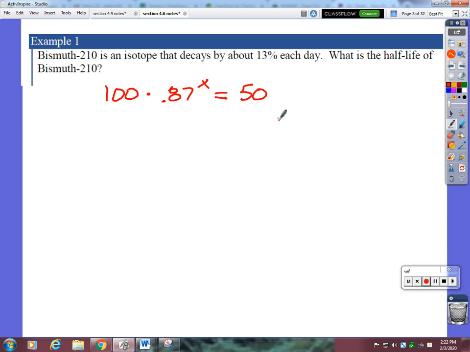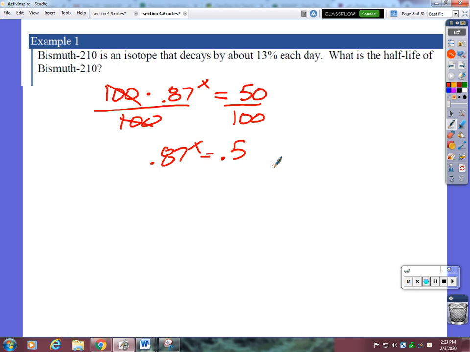What do I do first? Divide by 100. And so when we divide by 100 as our first step, what is 50 divided by 100? 1/2, which I'm going to write as 0.5. So we don't actually have to do that. We could just skip to 0.87 to the x equals 0.5 and avoid the beginning part, because no matter what we choose to start with, if we divide both sides by that, we're always going to end up with half.